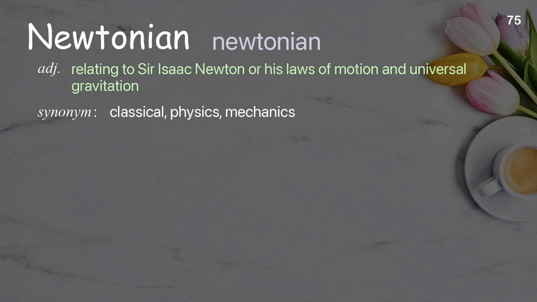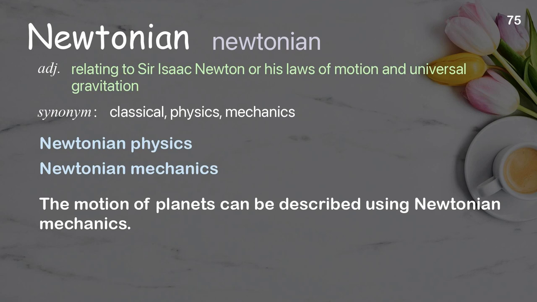Newtonian. Relating to Sir Isaac Newton or his laws of motion and universal gravitation. Examples. Newtonian physics. Newtonian mechanics. The motion of planets can be described using Newtonian mechanics.